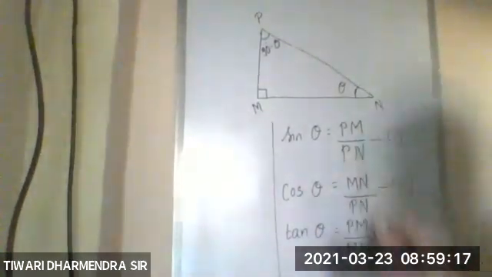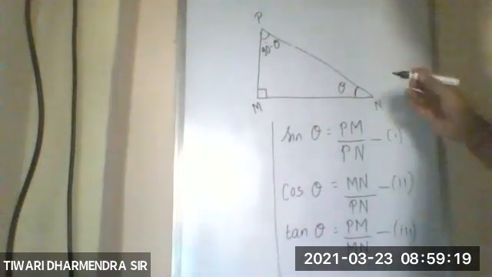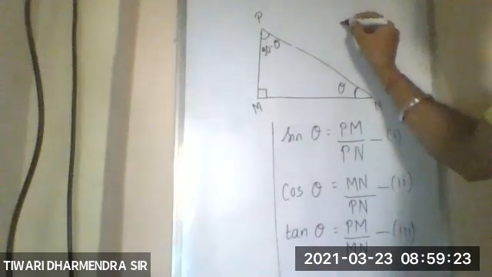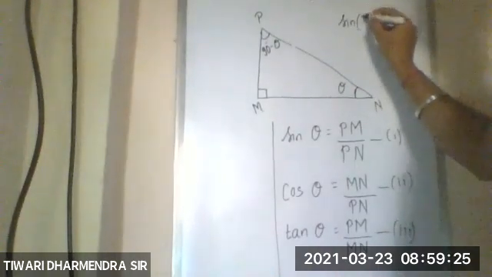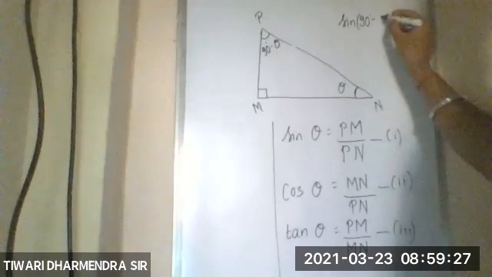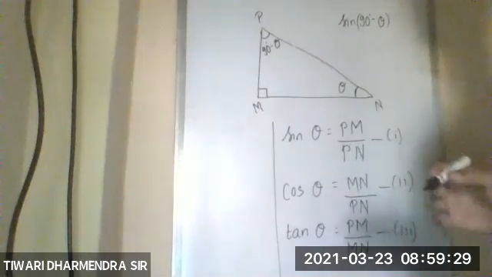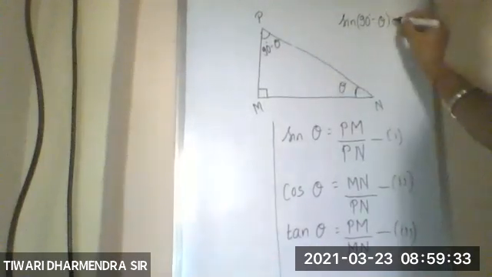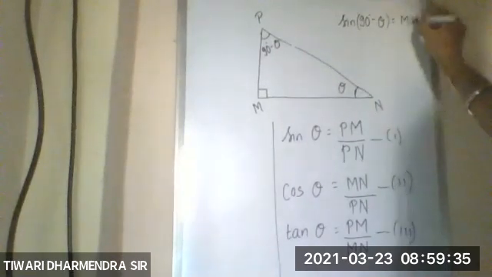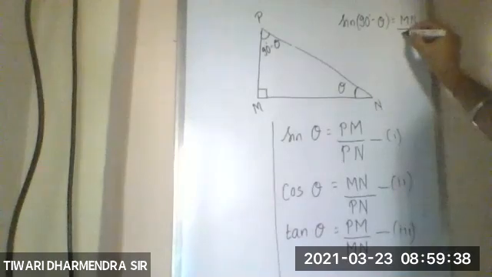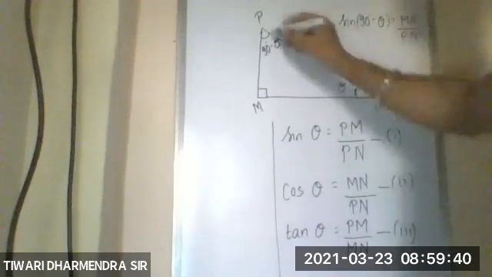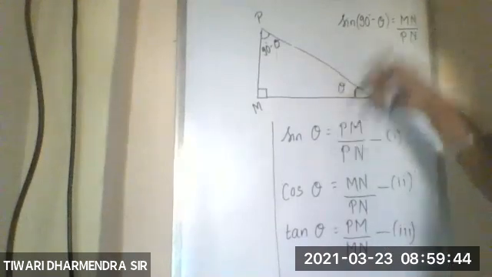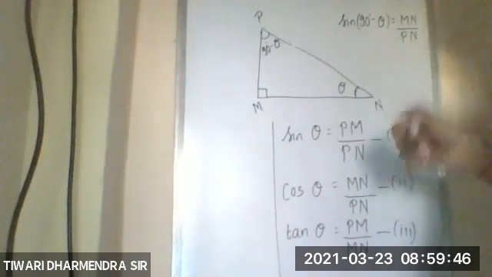So now from here we can find, say, sine 90 minus theta. So 90 minus theta is here, opposite upon hypotenuse. So this is Mn upon Pn. Mn is opposite to 90 minus theta. You can see very clearly. And hypotenuse is Pn. So I've written that.